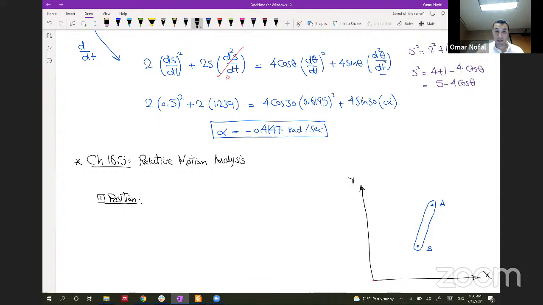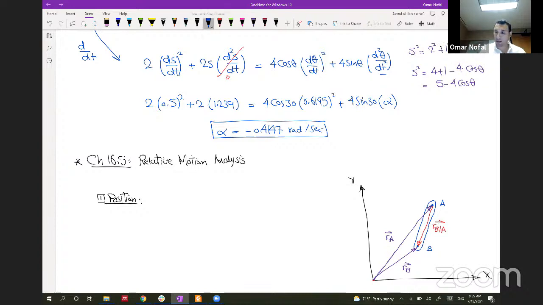For the position, this is the position of B with respect to O, so this is our B vector. And this is the position of A with respect to O, so we will have our A vector. And this is the position of B with respect to A, and this is the r_B/A vector.